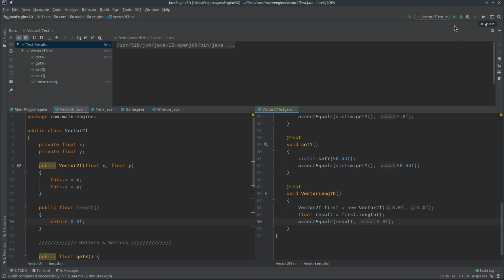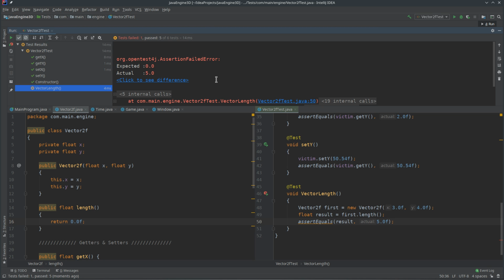Okay, run tests. It's inside vector length, so it should only do that one, I hope. Oh no, it's doing a lot, that's good. So we have a failure. Here it is. Expected value and actual value. Oops, I've got those the wrong way around.